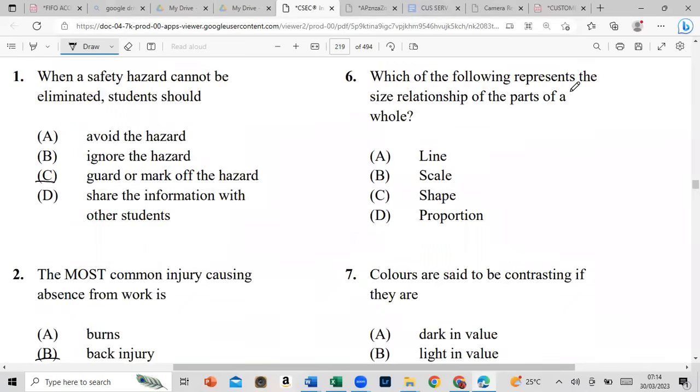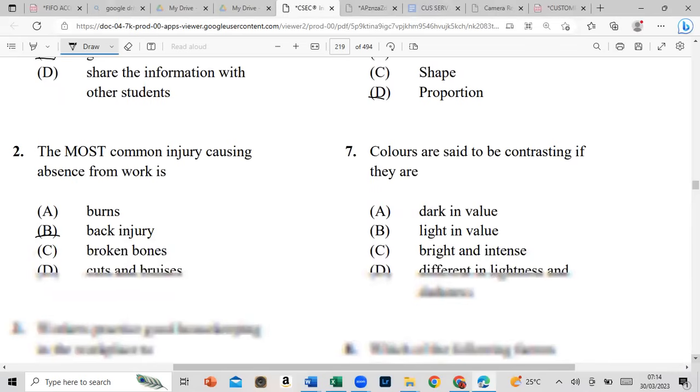Which of the following represents the size relationship of the parts of a whole? Is it A. Line, B. Scale, C. Shape, or D. Proportion? And that is proportion. So that's D. Let's move on to number 7.